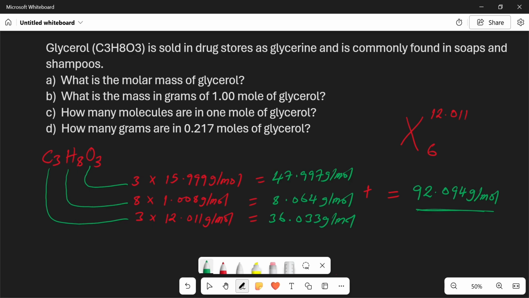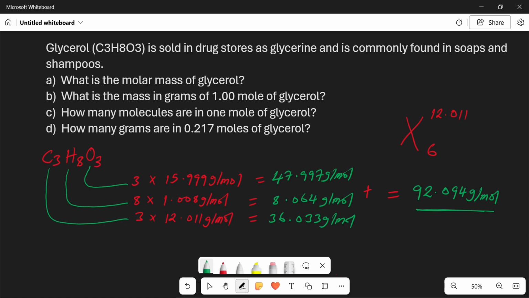The next one is asking, what is the mass in grams of 1 mole of glycerol? How do we find the mass in grams of 1 mole of glycerol? We just need to understand what molar mass is. We said molar mass is the mass in grams of 1 mole of a substance. This substance can be an element, a compound, or a molecule. So 1 mole of a compound has the same mass as its molar mass.